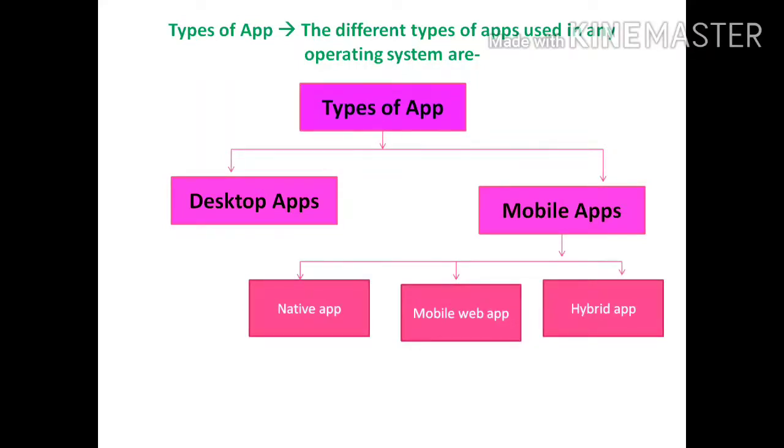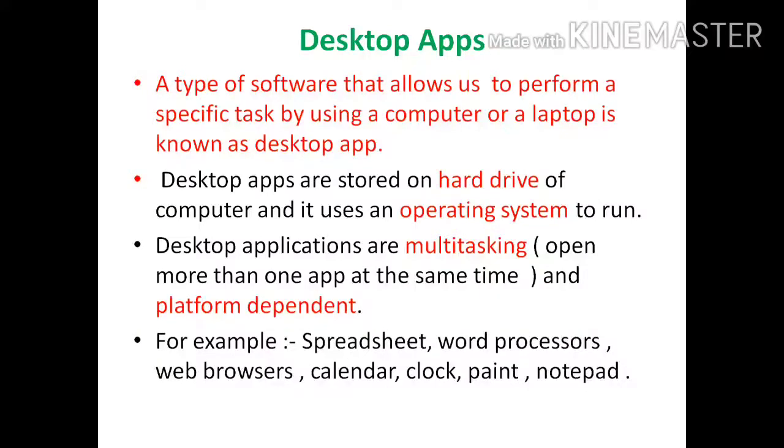Okay, now first we discuss the desktop app. What is a desktop app? A type of software that allows us to perform a specific task by using a computer or a laptop is known as a desktop app. See students, any type of software you design that allows us to perform a task by using a computer or a desktop is known as a desktop app.